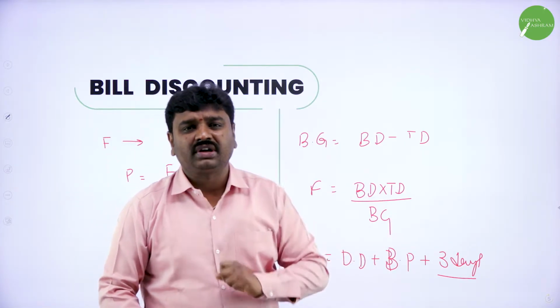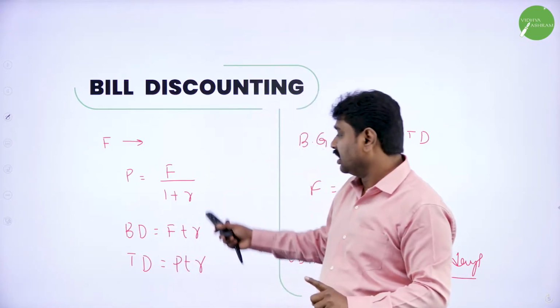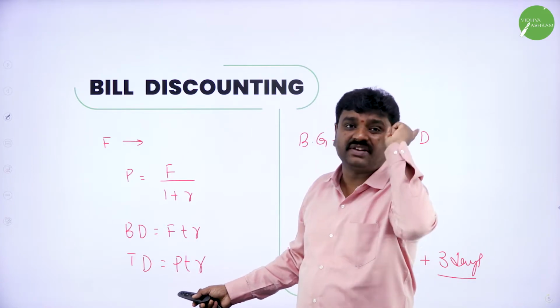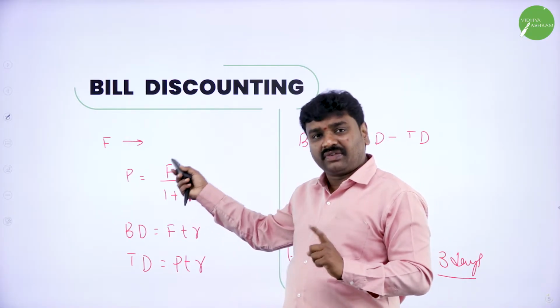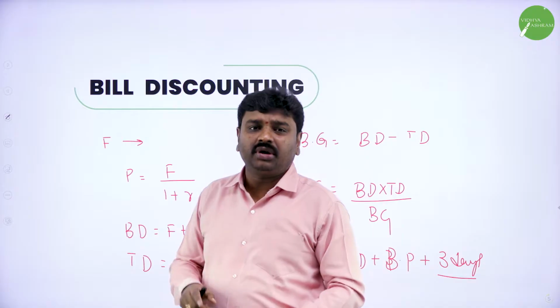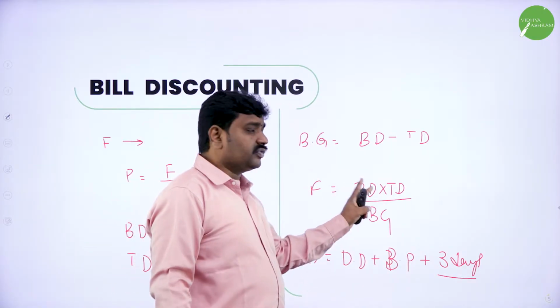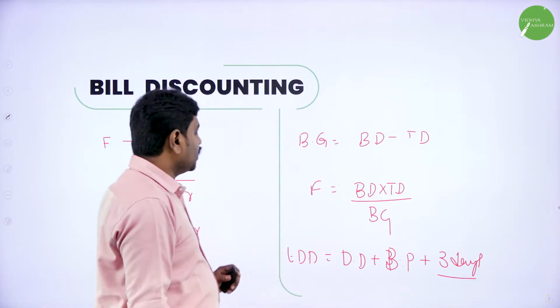So dear students, what is the banker's discount? It is a simple interest on face value, FTR. What is true discount? It is a simple interest on present value. Present value will always be less than face value. So true discount is PTR. And to calculate present value, we have a formula: face value by 1 plus TR. Then banker's gain is what? Banker's discount minus true discount. And face value can also be calculated as the product of the discounts, banker's discount times true discount, divided by what? Banker's gain.